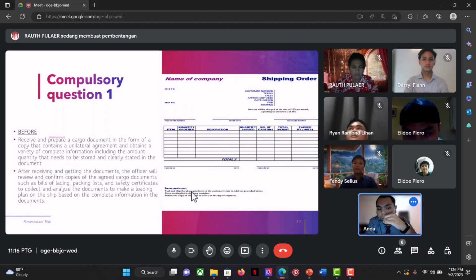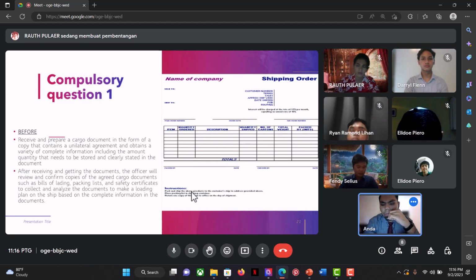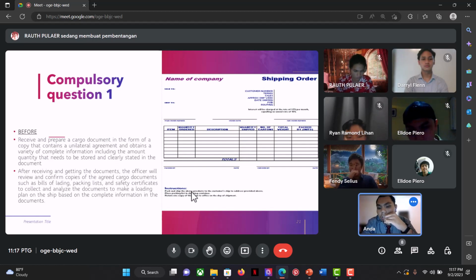After retrieving the documents, the officer will review and confirm copies of the agreed cargo documents, such as bill of lading, packing list, and safety certificate, to collect and analyze the documents to make a loading plan on the ship based on the complete information in the document. As you can see on the side, this is an example of documents.